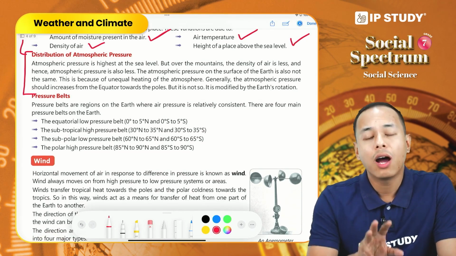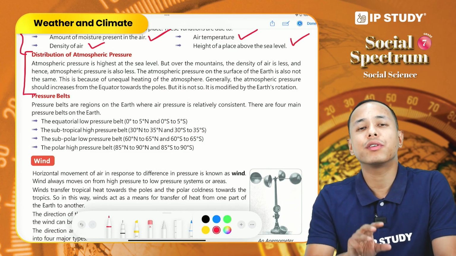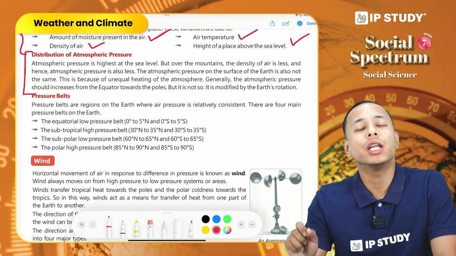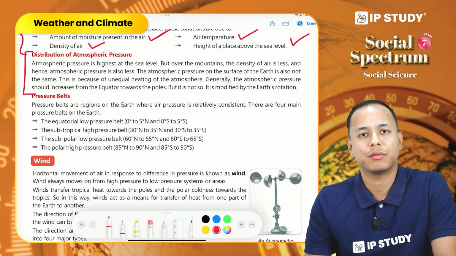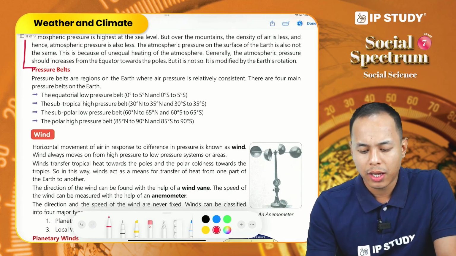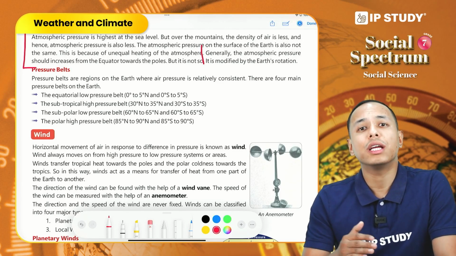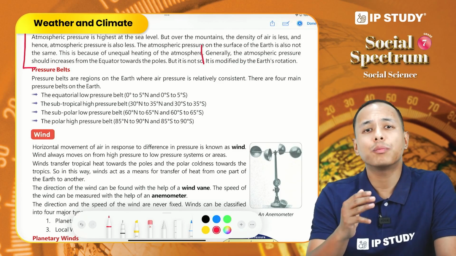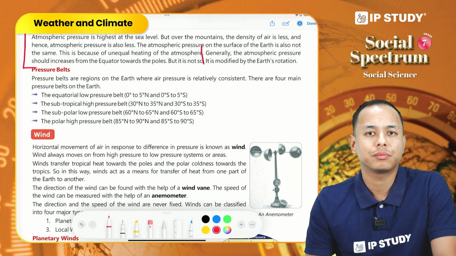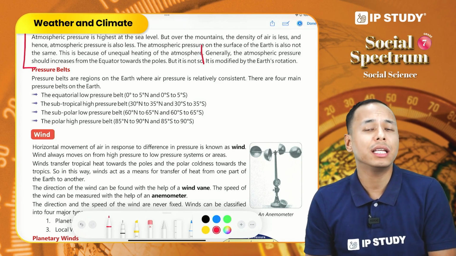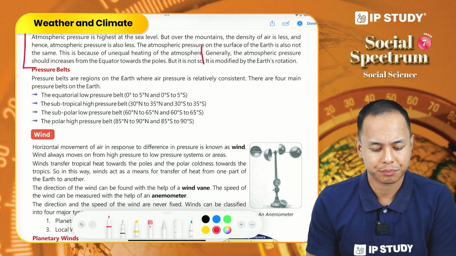On the other hand, on the surface of the earth also, atmospheric pressure varies because of the unequal heating of the atmosphere. Generally, the atmospheric pressure should increase from the equator towards the pole, but it does not happen so, because it is modified by the rotation of the earth.